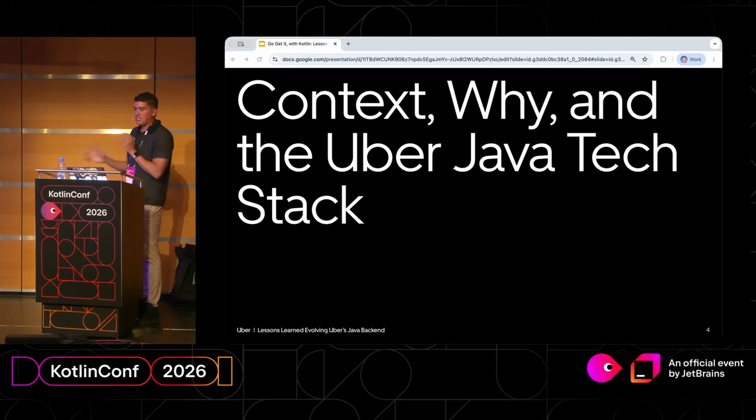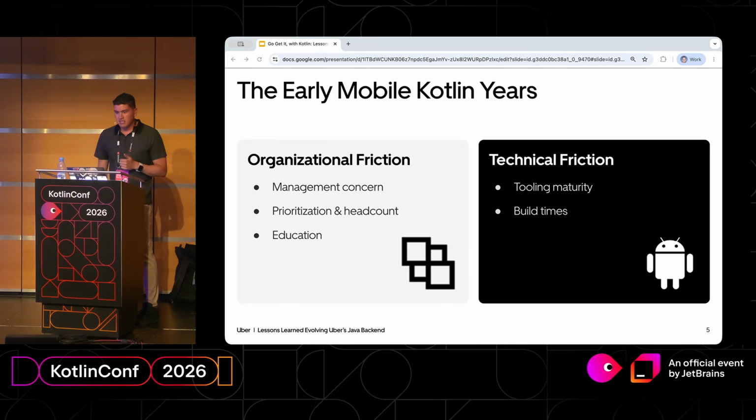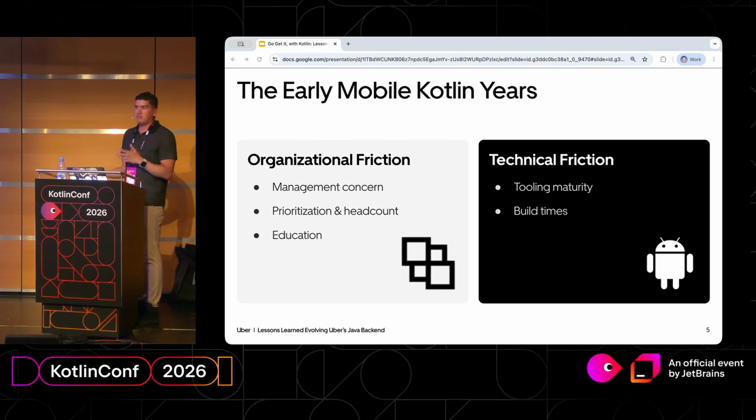Cool. So first, let's set the context: why did we think about Kotlin for backend, and what was the existing backend Java tech stack? Kotlin is not new at Uber. We have an Android monorepo. It's been Kotlin first for about 7 years now. Over 70% of the Android code base is already in Kotlin. All the development is in Kotlin, and we're actively working to migrate the remaining Java. One of the engineers, Idan, did a talk earlier on that work.